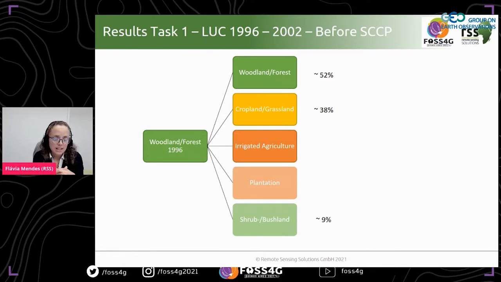So here we did an analysis, and we could see that 52% of the forest in 1996 still was forest in 2002. But 38% of the forest in 1996 turned into cropland and 9% into shrub and bushland. If we go to the comparison after the project, after the payment for ecosystem services was installed, we see that 79% of the forest in 2002 remained forest in 2019, and 20% turned into cropland and grasslands, and 1% shrublands. So here we already see some difference. We can maybe start to draw some conclusions or start to feed our analysis.